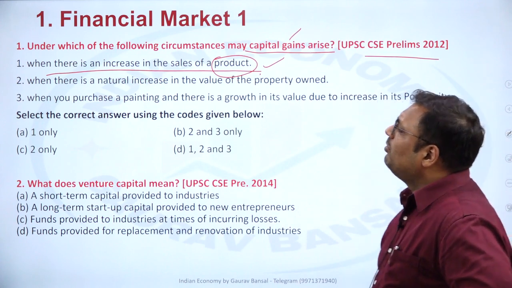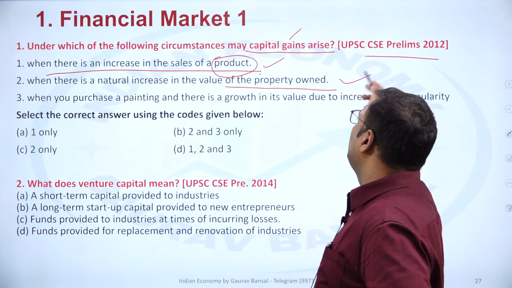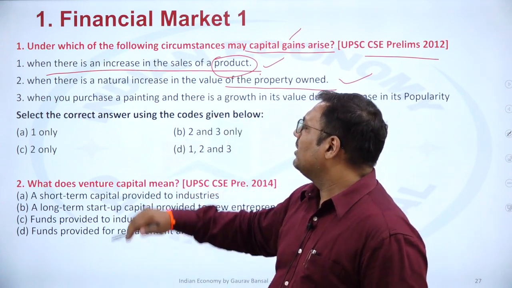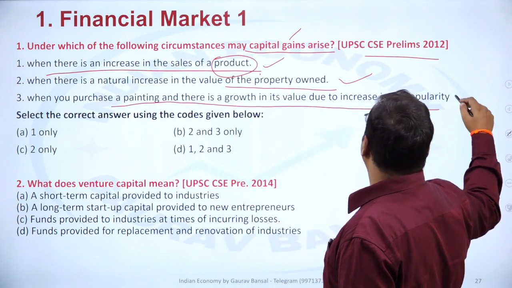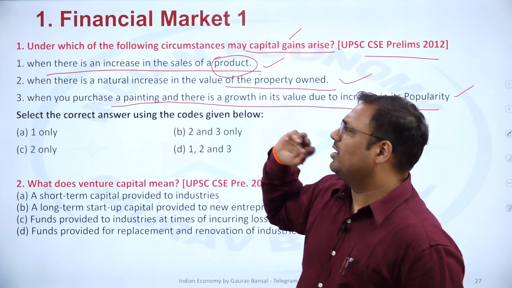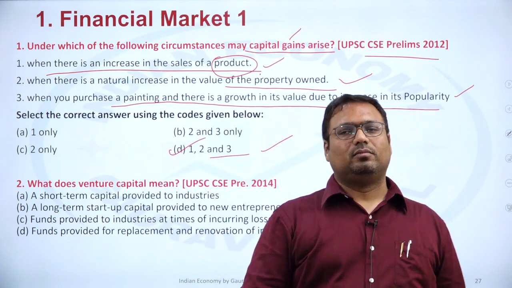Second, when there is a natural increase in the value of property owned, that is obviously correct. That is the very definition of capital gain. Third, when you purchase a painting and there is growth in its value due to increase in popularity. Very good and well-defined example. So 2 and 3 are also correct. The answer should be D, 1, 2 and 3.